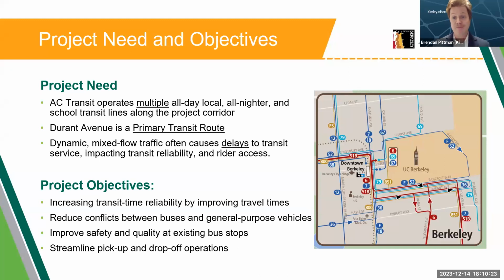The corridor is also one of the most vibrant neighborhoods in Berkeley, home to restaurants, bars, shops, student housing, and other campus buildings, among many other uses. The dynamic mixed traffic flow and parking behavior along this corridor often causes delays to transit service, diminishing transit service reliability and impeding access to riders. This project aims to address these needs by implementing infrastructure elements to increase transit time reliability, reduce conflicts between buses and vehicles, improve safety and quality at existing bus stops, and streamline pickup and drop-off operations.